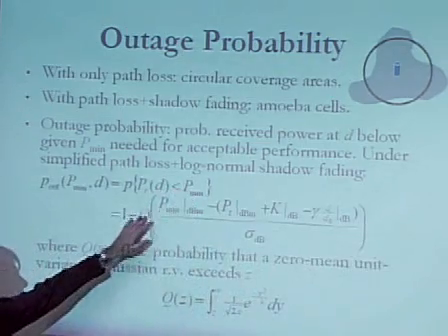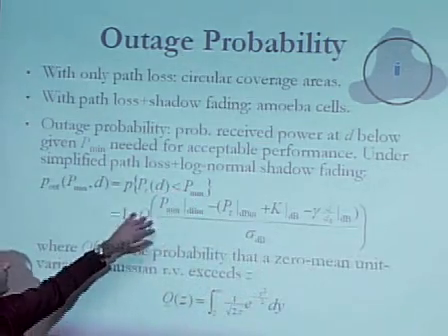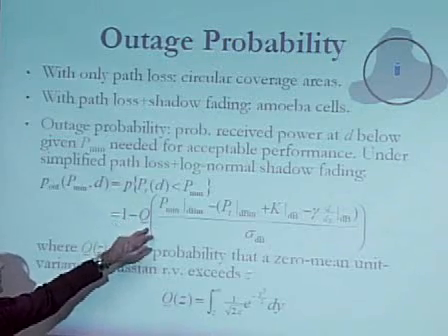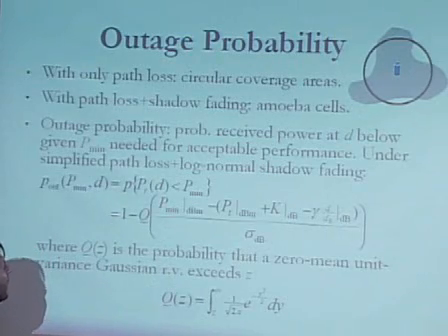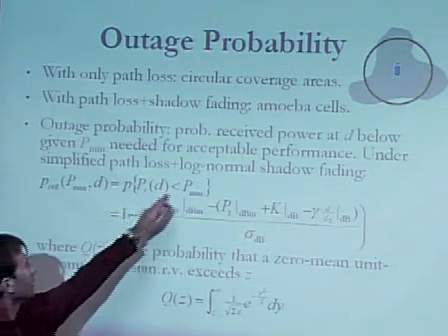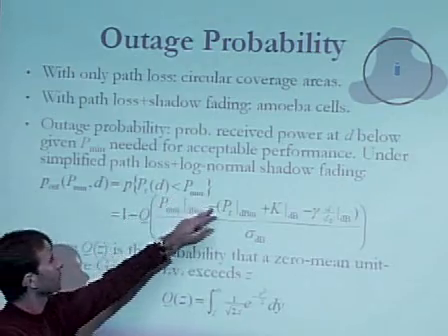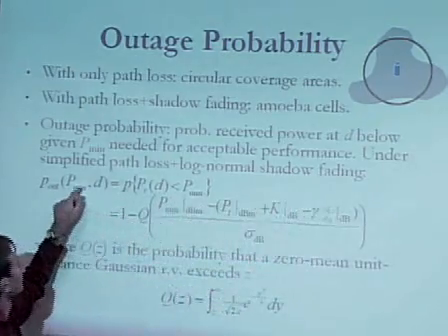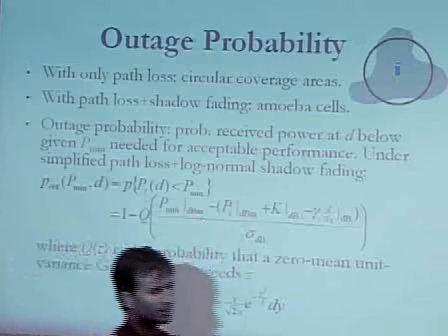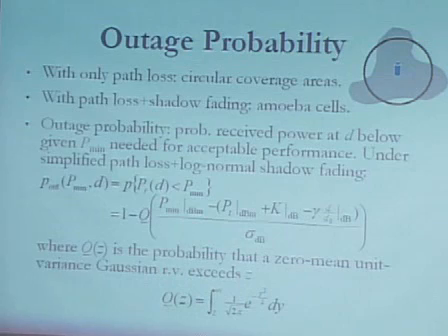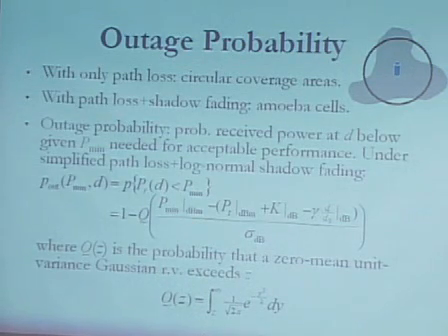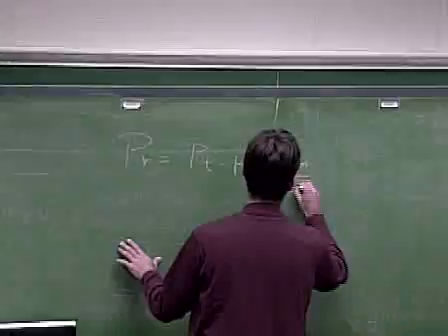So instead of a Q function, we'll have a 1 minus Q. Okay? We have the complementary function, which gives us the probability that something is below a certain threshold. Okay? And this Q function is evaluated at P min in dB minus the expected value of the received power, which is exactly this. If you remember the received power, using the simplified model, the received power is the transmit power times K times D0 over D.